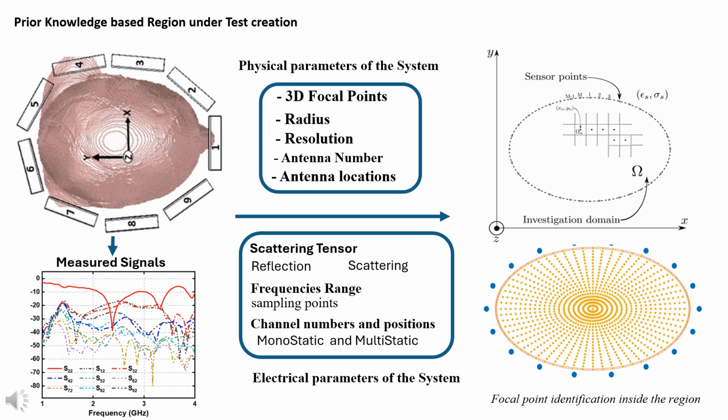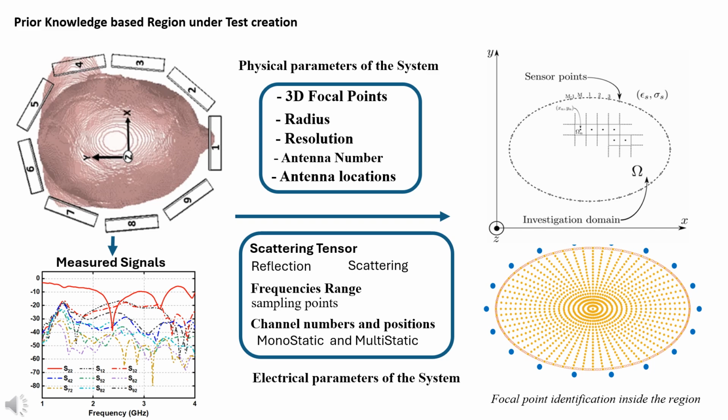Each curve in the graph represents the transmission coefficient between two antennas, indicating how much of the transmitted signal was scattered or absorbed by the tissues at different frequencies. This information is critical, as it reflects the electromagnetic response of the brain tissues, helping to differentiate between various tissue types or detect abnormalities. These measured signals form the foundation of the image reconstruction process, as they capture the interaction of microwaves with internal structures.